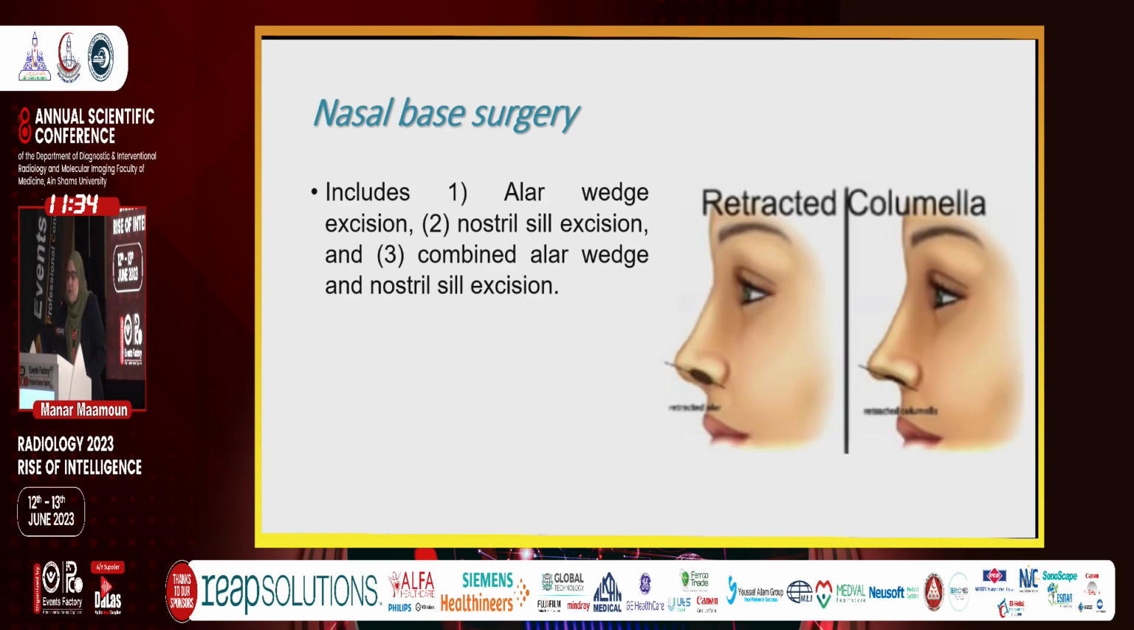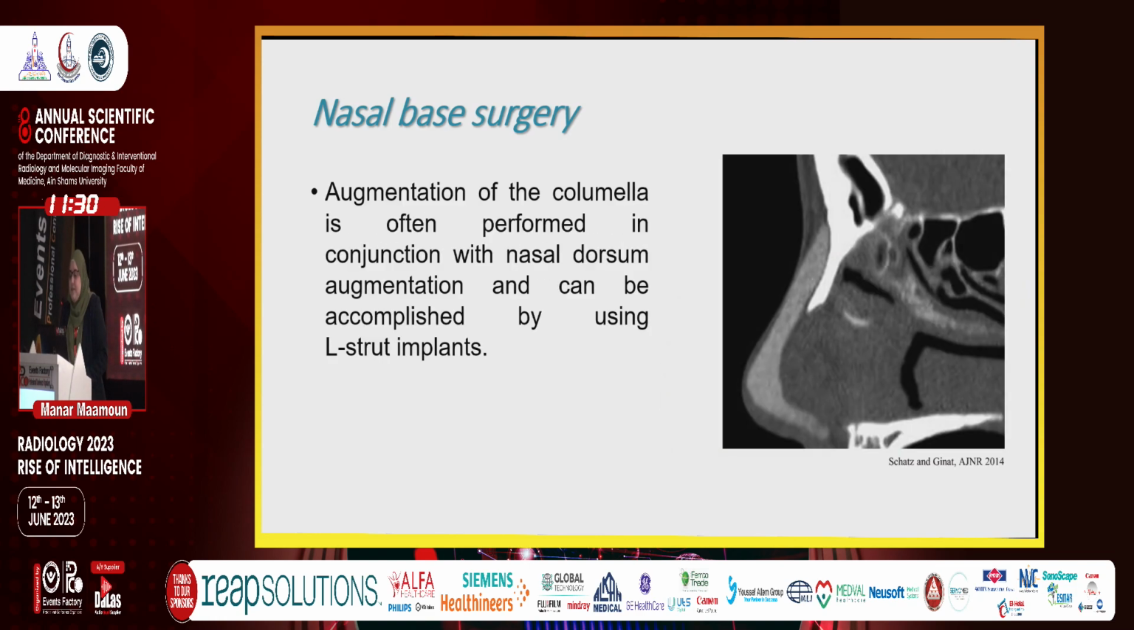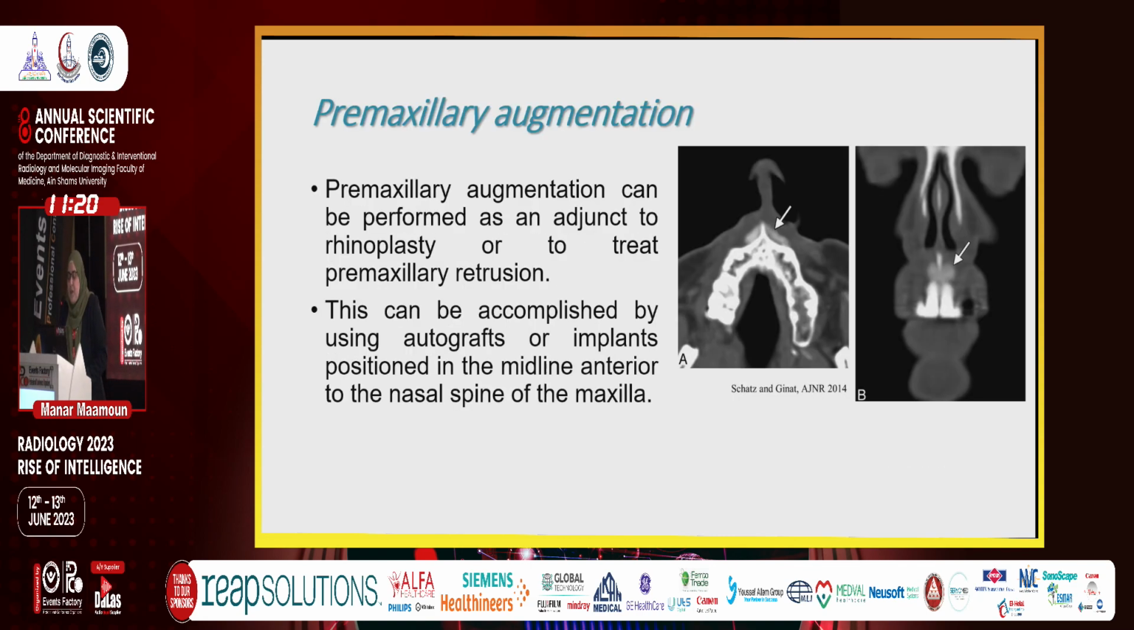Nasal-based surgery could be done alone for cases like retracted columella and usually combined with nasal dorsum surgery. Here you can notice an L-shaped silicone hyper-attenuated implant extending over the nasal dorsum to the columella. Premaxillary augmentation can be done alone or in association with rhinoplasty to treat cases of premaxillary retrusion. Usually you can notice an autograft or implant positioned anterior to the nasal spine of the maxilla.